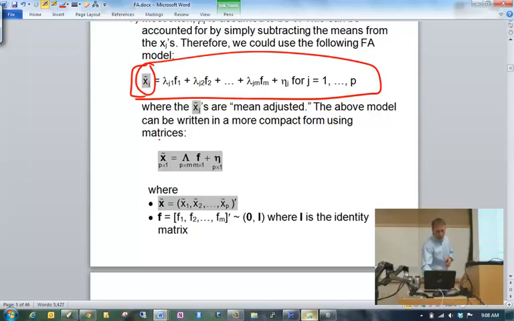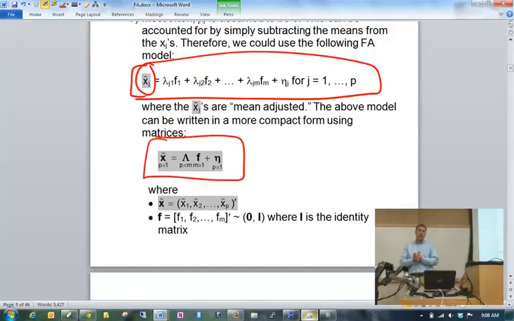Also, you will see the model represented in terms of matrices instead. Notice how this is a more compact representation of our model. So x tilde is a p by 1 vector. All my lambdas are put into a capital lambda matrix, which is often referred to as a factor loading matrix. My f's, let's say I have m of those, form an m by 1 vector. And eta is a p by 1 vector of my specific factors. So it's just a more condensed form of our model.